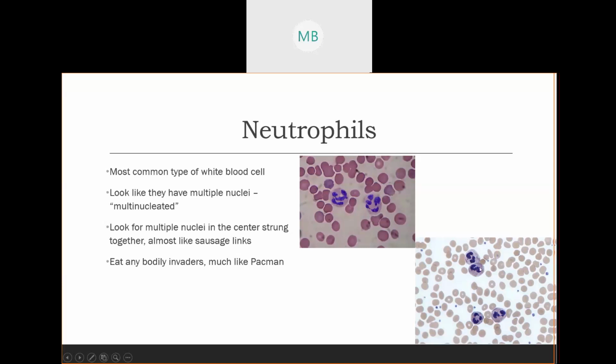Neutrophil here, neutrophil with multiple blobs. There you go. All of those are neutrophils, and that's how you identify them under a microscope. They're going to be bigger than your red blood cells and look like they have multiple nuclei that are like sausage links inside them.